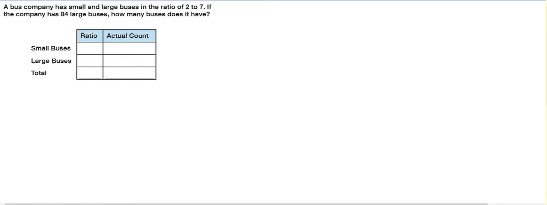We've got basically a proportion problem here. A bus company has small and large buses, ratio of 2 to 7. If the company has 84 large buses, how many buses total does it have? Now, if you noticed in our problem, it's just a little different than proportions that we've solved with cross products before, because now we're involving total.